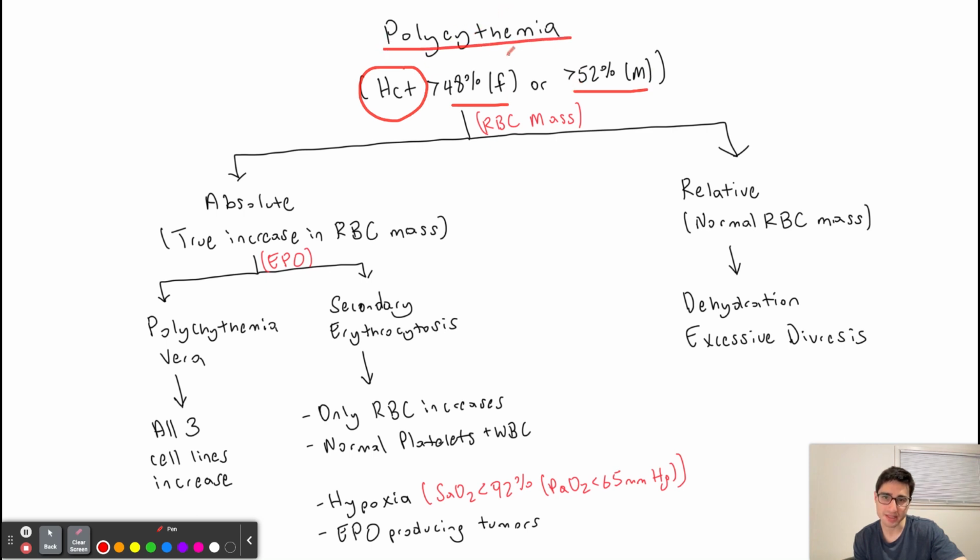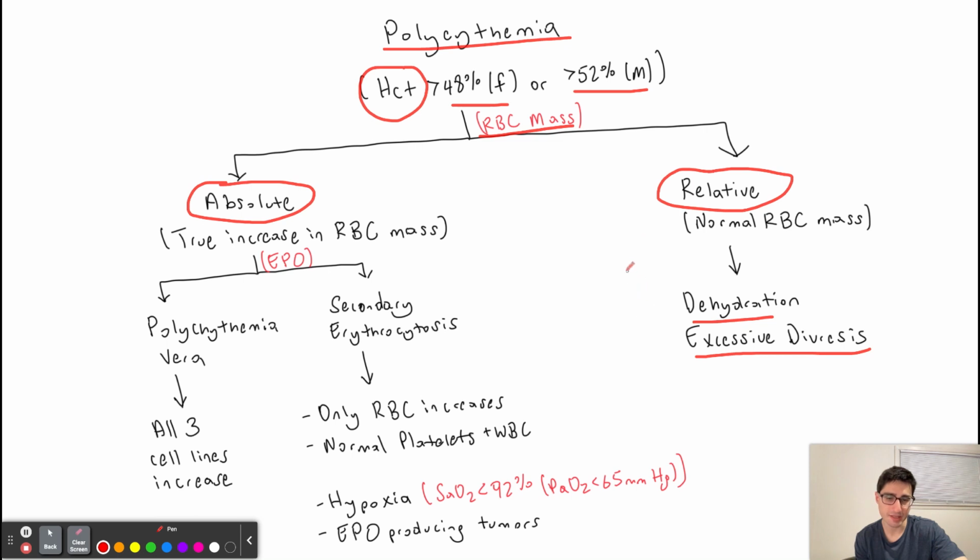We can divide polycythemia into two categories by looking at the red blood cell mass. If the red blood cell mass is increased, then this is going to be a case of absolute polycythemia. If the red blood cell mass is normal, then this is going to be a case of relative polycythemia. Relative polycythemia can be commonly caused by dehydration and excessive diuresis. This should make sense because by decreasing the body's volume, we're going to be increasing the hematocrit.